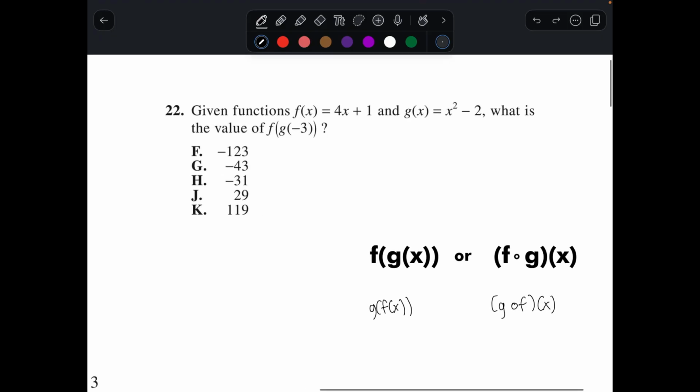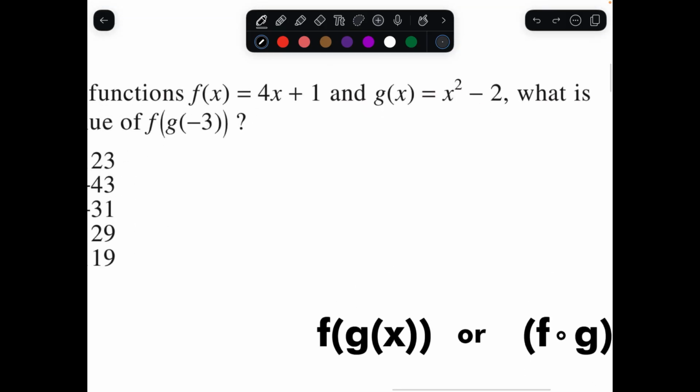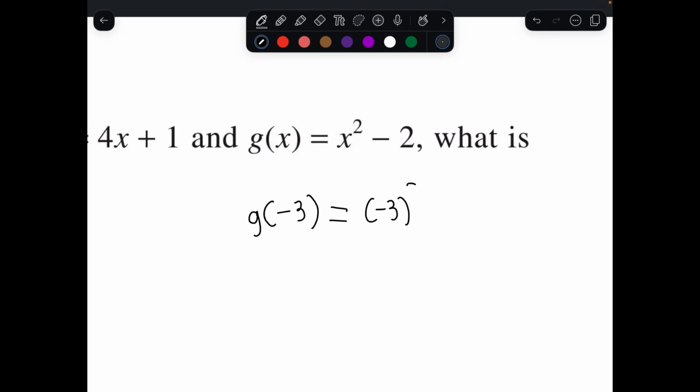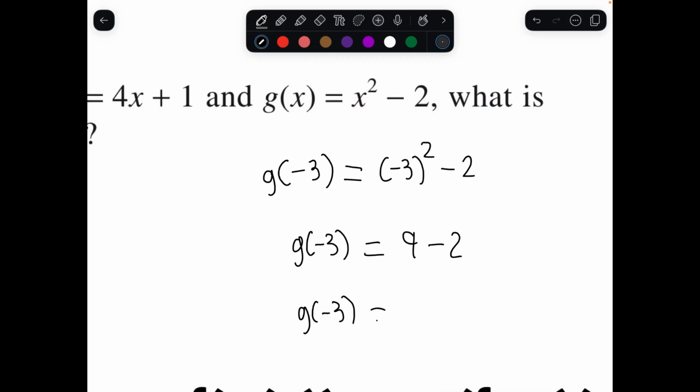It says, given functions f of x equals 4x plus 1 and g of x equals x squared minus 2, what is the value of f of g of negative 3? For these composite functions questions, I want you to work from the inside and make your way to the outside. First, solve g of negative 3. To find g of negative 3, you just plug in negative 3 for x into the function g of x. So g of negative 3 would be negative 3 squared minus 2, which gets you 9 minus 2. And g of negative 3 is 7.